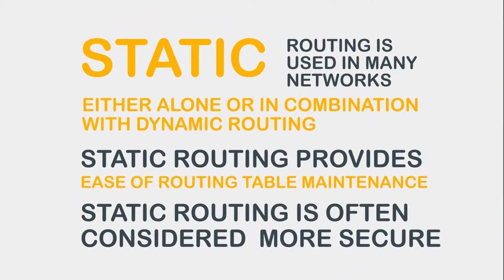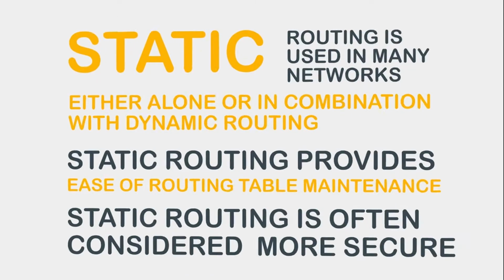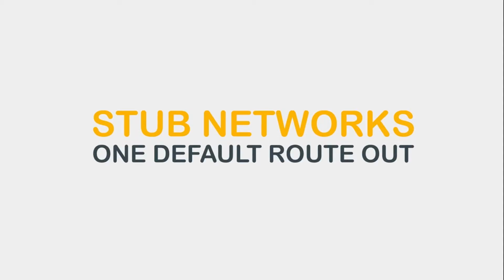However, static routing is still used in many networks, either alone or in combination with dynamic routing. Static routing provides ease of routing table maintenance in smaller networks that are not expected to change very much. Static routing is often considered more secure than dynamic routing because it only allows routing to certain networks. It can be easily applied to stub networks, which are networks with only one default route out.